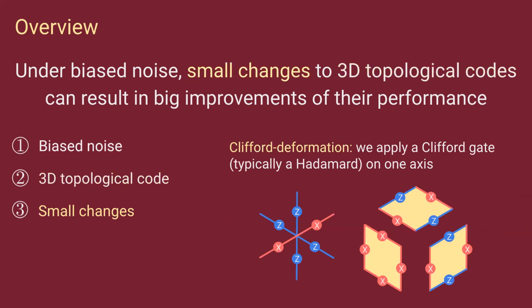Then what do I mean by small changes? Here I'm talking about this notion of Clifford deformation, which is when you apply a Clifford gate, typically a Hadamard, on one of the axes of your code, or on some given choice of qubits of your code. It changes the stabilizers and mixes X and Z, usually turning CSS codes into non-CSS codes.